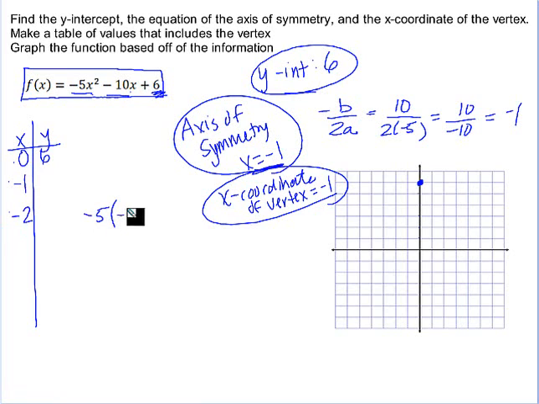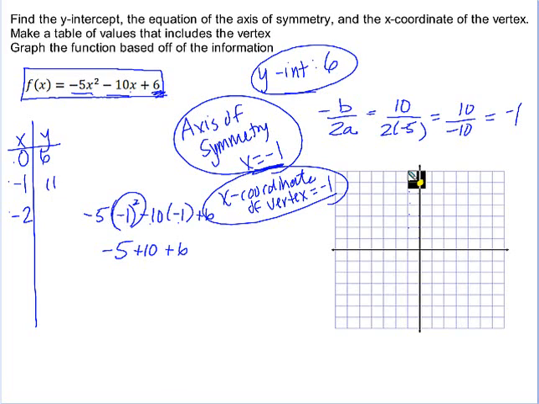So negative 5 times negative 1 squared minus 10 times negative 1 plus 6. Well, negative 1 squared is a positive 1, so this is just negative 5 plus 10 plus 6. Well, negative 5 plus 10 plus 6 should give us 11. So this is 11. So we have negative 1, 11. 1, 2, 3, 4, 5, 6, 7. Ooh, I ran out of graph.